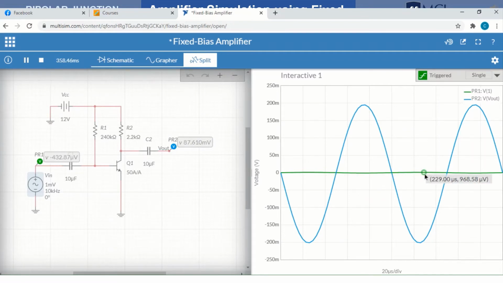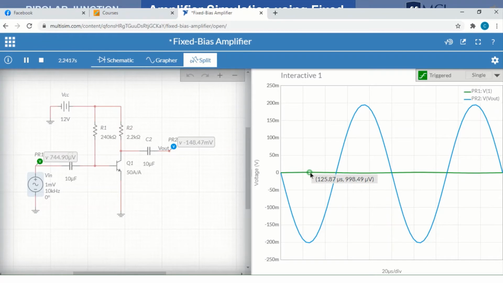Okay, so the green waveform represents the input, and as you can see, it looks almost flat because it is a very low amplitude signal, or a very small signal. And the output here is the curve colored blue.